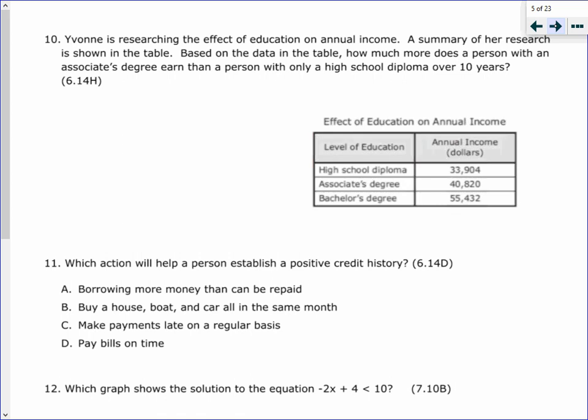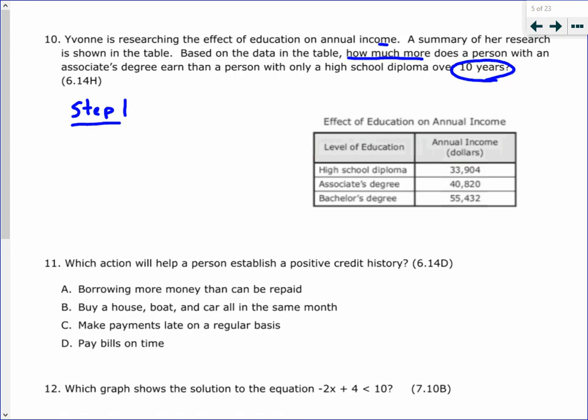Yvonne is researching, and make sure you guys check your work. If I've made a mistake, you'll see how valuable it is to make sure you check your work at the end. Anyways, Yvonne is researching the effect of education on annual income. A summary of her research is shown in the table. Based on the data in the table, how much more does a person with an associate's degree earn than a person with only a high school diploma over 10 years? So this is going to be the same scenario there. We are going to find how much it is for 1 year, the difference, so how much more. So we're going to subtract.